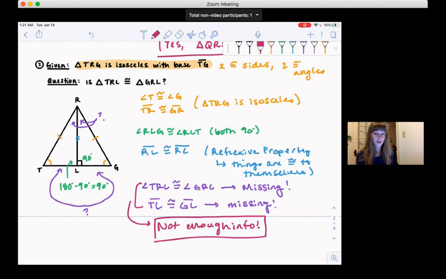Okay, so that's a way you can analyze whether two triangles would have to be congruent or not from a set of given information. And this type of analysis is going to lead us into doing proofs about congruent triangles in our next couple lessons.